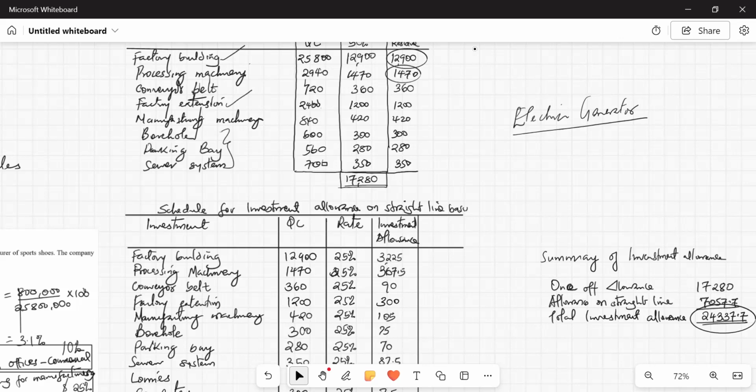Any question? Any other question? Okay, I would love to ask. For the factory building, we have the one we were providing for at 50%, then we provide again for 25% in the same year. Kindly clarify.